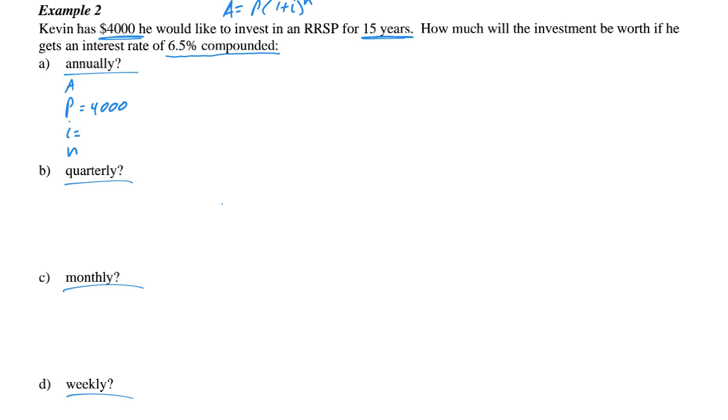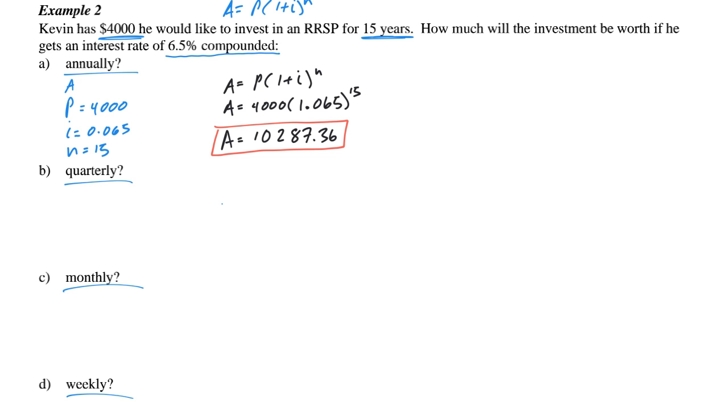Okay, the I value is going to change. So the first one is 6.5% compounded annually, so we don't have to divide by anything. So we end up with 0.065, and N is 15 years, right? So this is what we get. So we end up with $10,287.36.